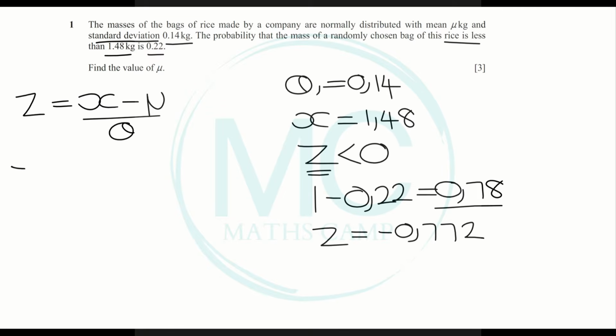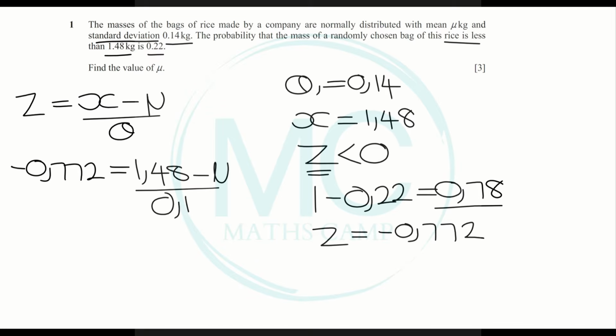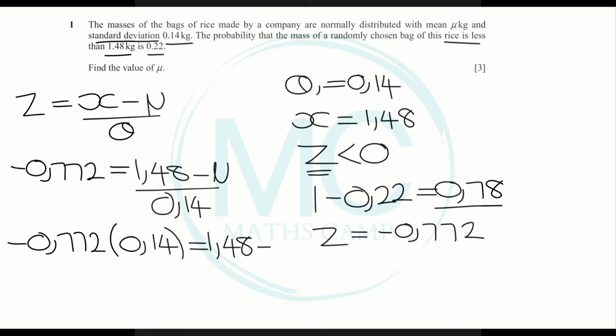Now that we have these values, we can put them in the formula. So I can say negative 0.772 is equal to 1.48 minus mu over standard deviation 0.14. Now we can rearrange this equation to solve for mu. So let's multiply both sides by 0.14. So I'm going to have negative 0.772 multiplied by 0.14 is equal to 1.48 minus mu.